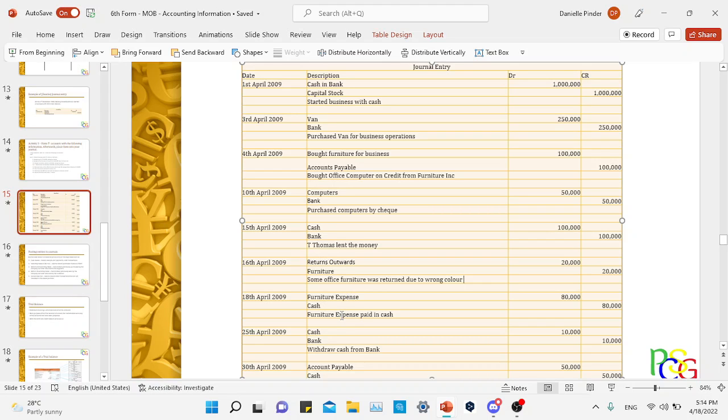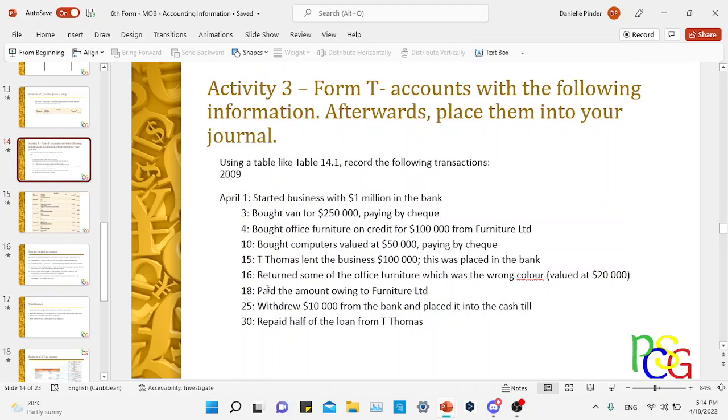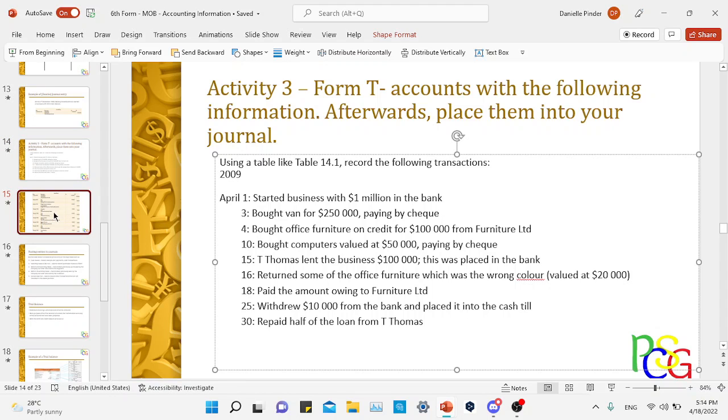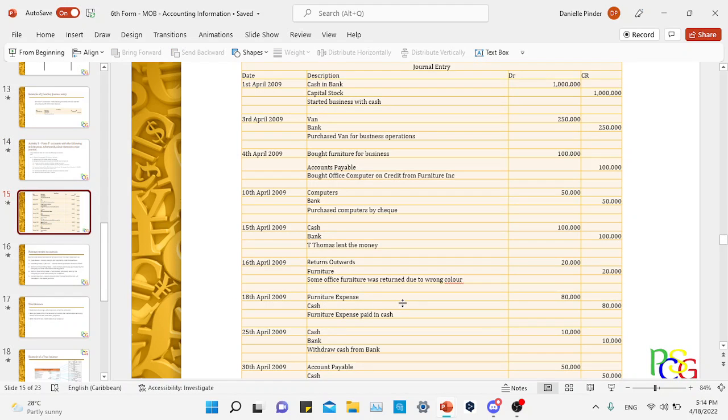Let me see the question again, please. Pay the amount owed to Furniture Limited. I had Furniture Limited debit and credit cash. So how did the furniture expense come in? You had said you had a what? Furniture Limited, like the company. Oh, okay.